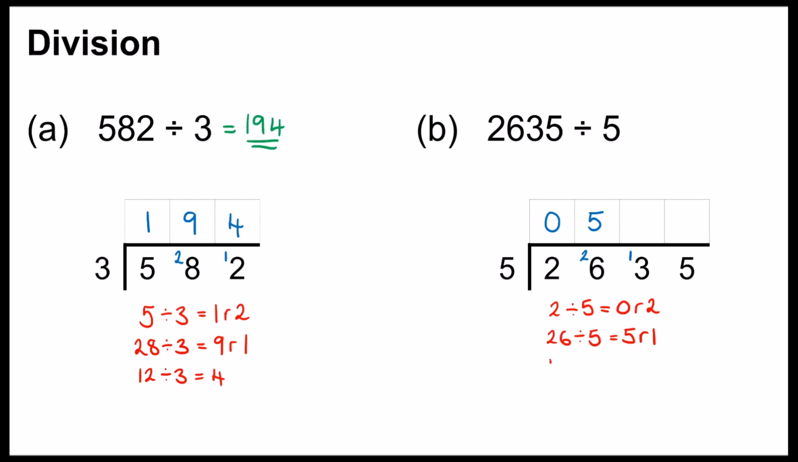Next, I want to work out 13 divided by 5, which is 2 remainder 3. Again, I can write the 2 at the top in my bus stop and carry the 3 onto the 5. And finally, I want to work out 35 divided by 5, which is exactly 7. So I can write that into my bus stop, and that means my final answer is 527.